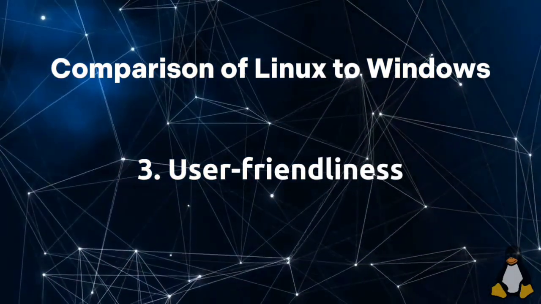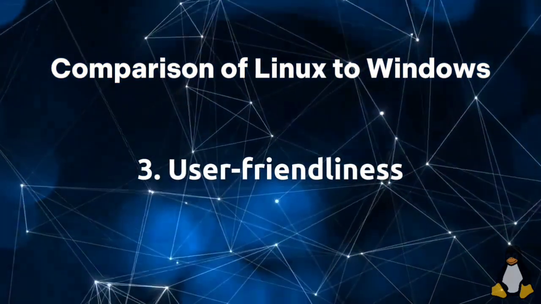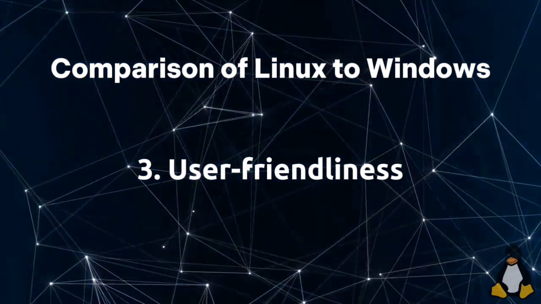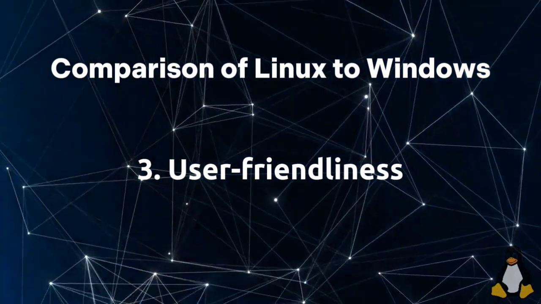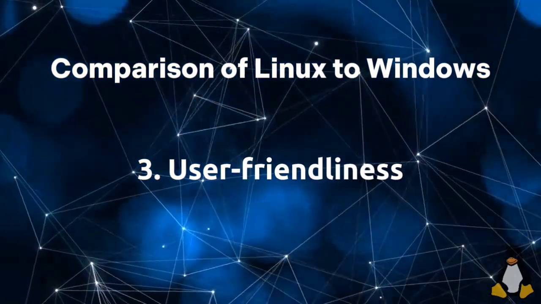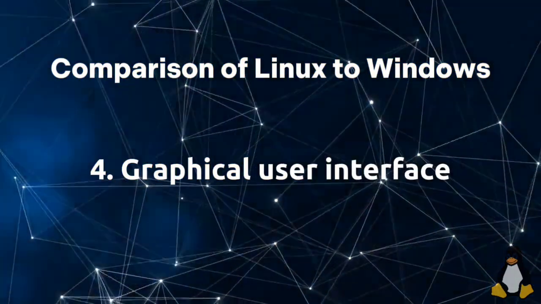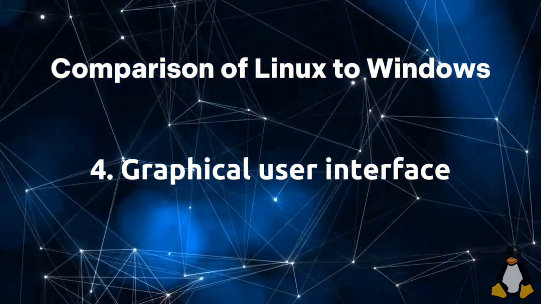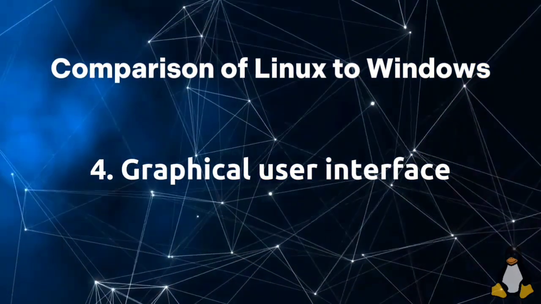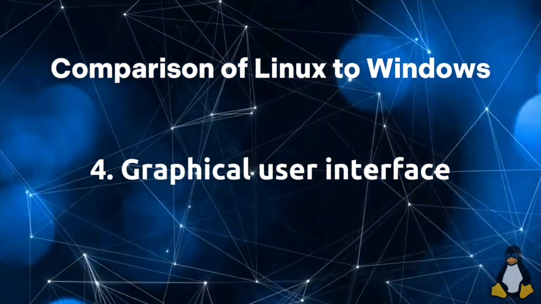Number 3, user-friendliness. Windows was created to be as easy to use as possible right out of the box, even for non-IT people. While it's true that Linux distributions, and Ubuntu in particular, are reasonably straightforward for Windows users to learn, most other Linux distributions have substantial entrance barriers. Number 4, the graphical user interface. The Windows graphical user interface, GUI, sets standards for Microsoft, but Linux users have a great deal of control over how their GUI is designed and can even completely remove it.